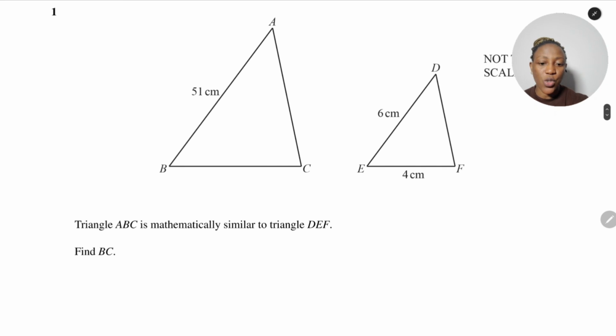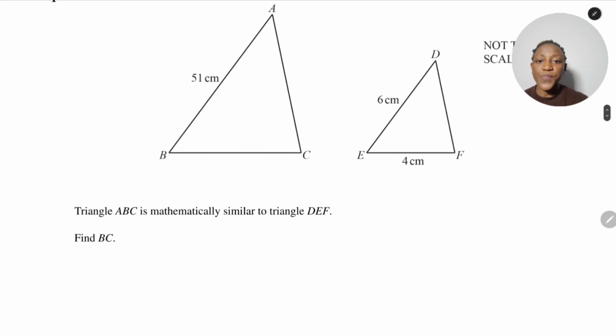So this is the first question here. We're told that triangle ABC is mathematically similar to triangle DEF. Let's read that again. Triangle ABC is mathematically similar to triangle DEF. This means that the question has told us categorically these two triangles are similar. When you have a question like this, you need to identify the corresponding sides. Remember, the corresponding angles are exactly the same, but the corresponding sides are the ones that are related by the scale factor. Here we've been asked to find BC.